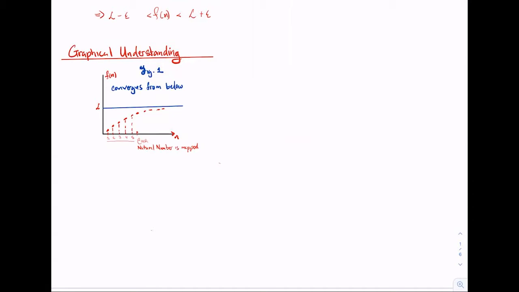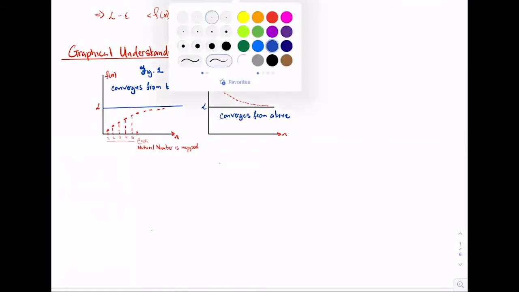Notice that on our n-axis, each element is a natural number that is being mapped onto the sequence. Let's take a look at figure number 2. We have a similar graph, but here we are converging towards L from above. So here, this is L, and we're converging downwards towards L in figure 2. So these two graphs are both converging sequences. And let's look at figure 3.